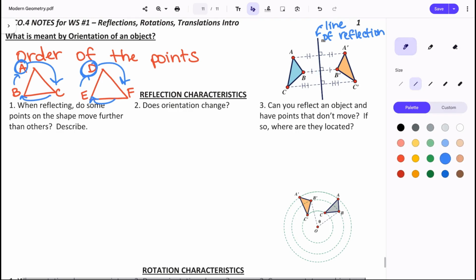So now let's start answering some of these questions. So number 1 says, when you're reflecting, do some points on the shape move further than others? So go back to what we just talked about there with those markings. If some of these markings are differently marked, like you've got some that have 2, there's one that has 1, there's another one that has 3. If my line of reflection is here where M is, they're basically asking you, does C have to move farther than B does or than A?